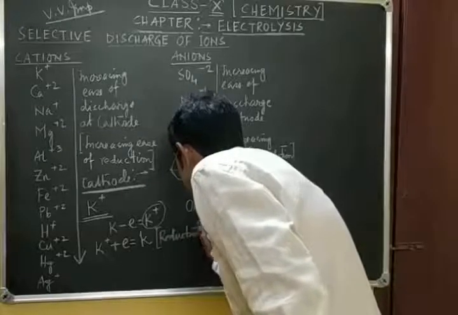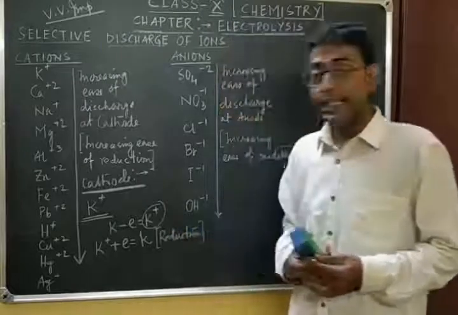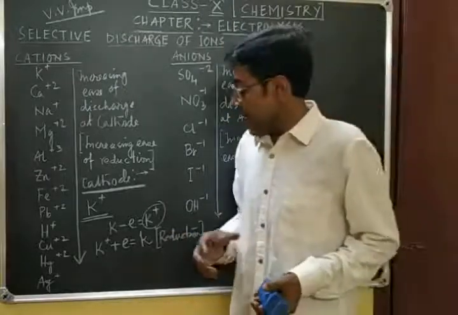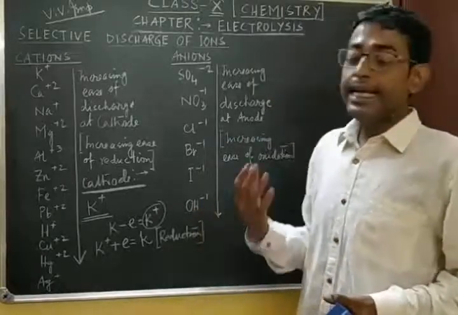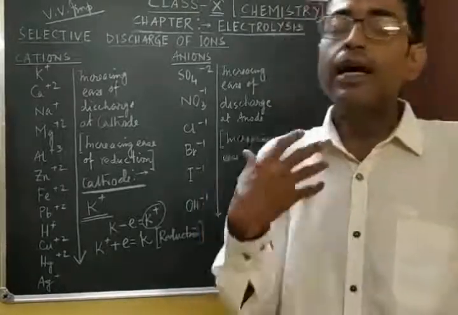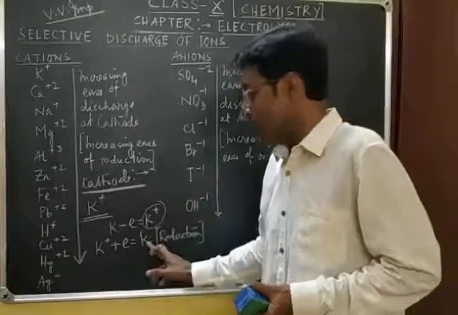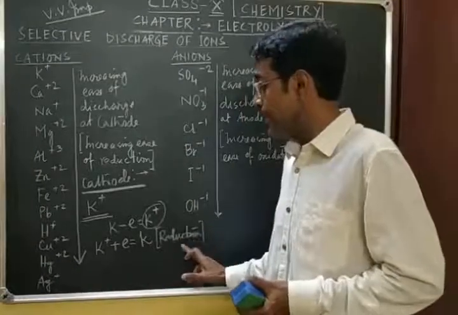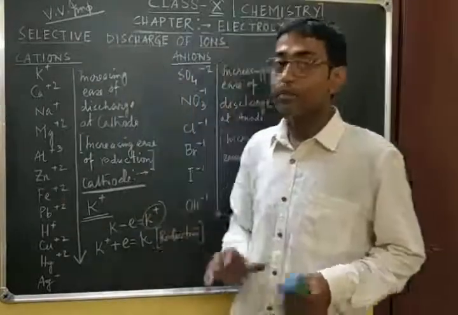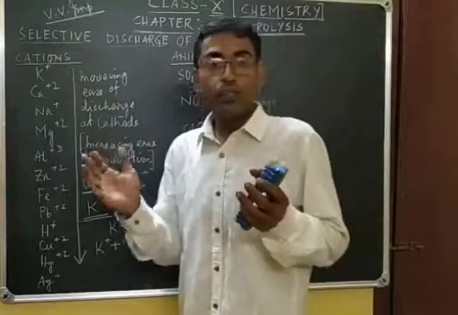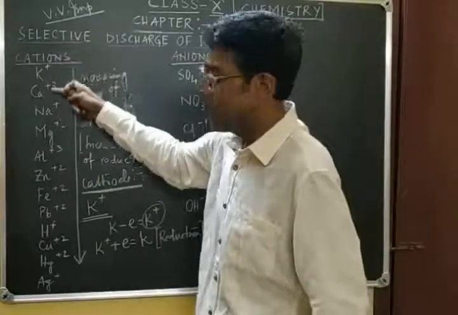I am repeating myself one more time. When cations migrate to the cathode, they accept electrons from the cathode. When any element gains electrons, it becomes neutral. And here the reaction taking place is reduction. So this chart you have to remember.